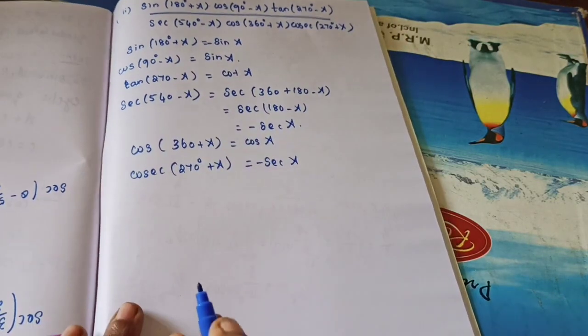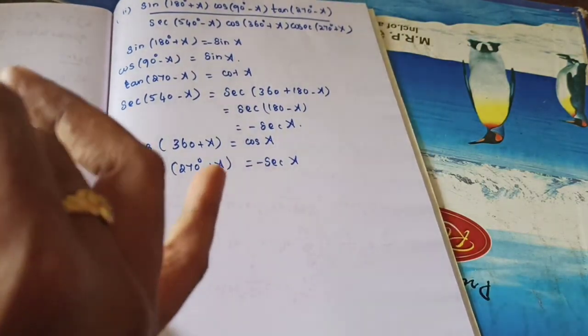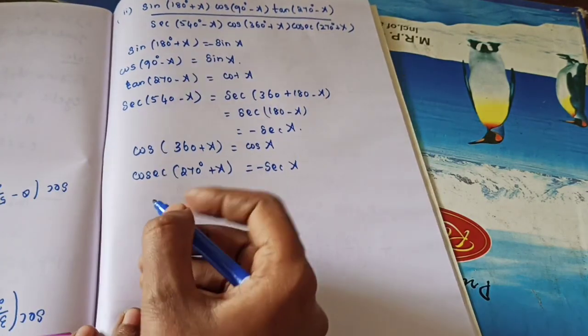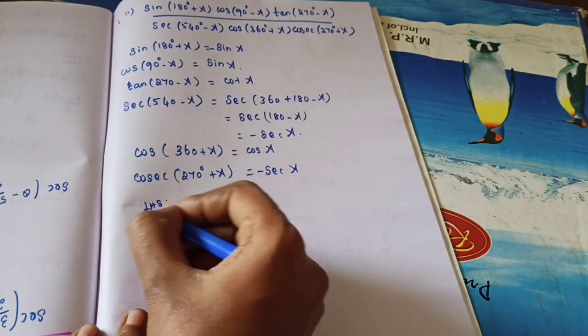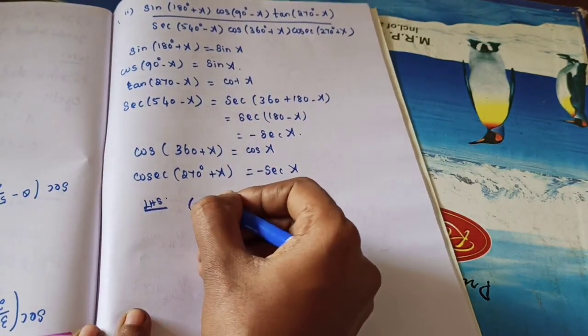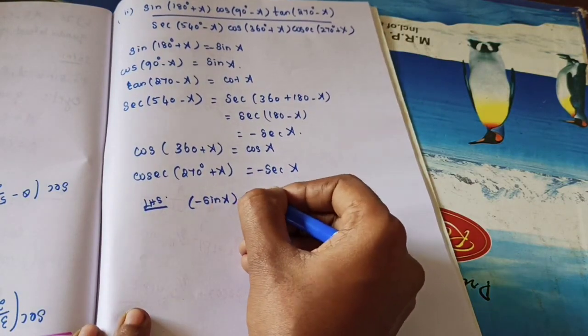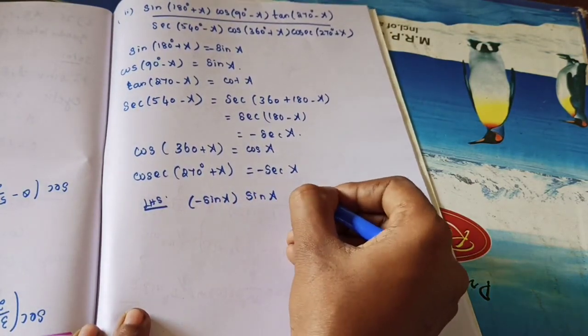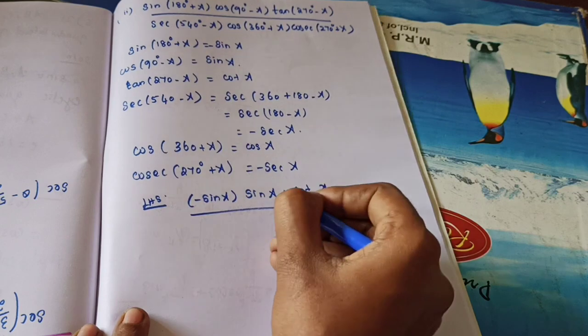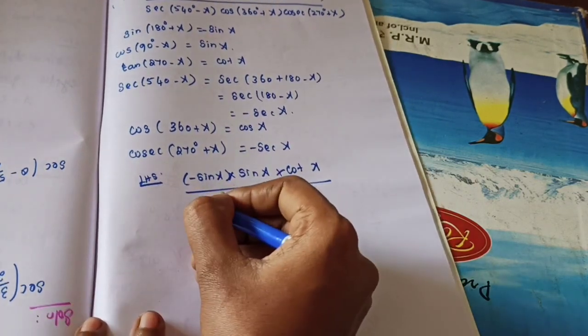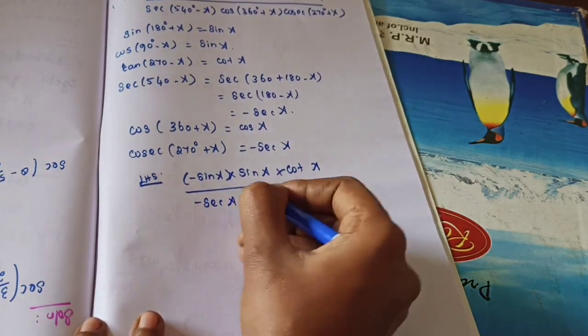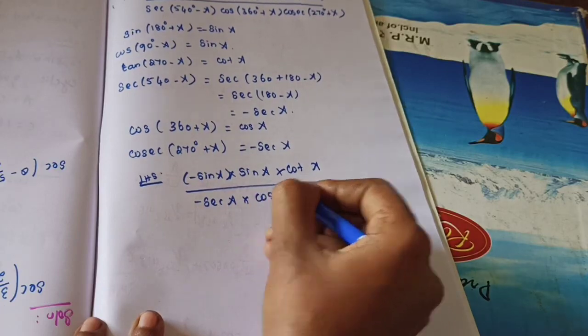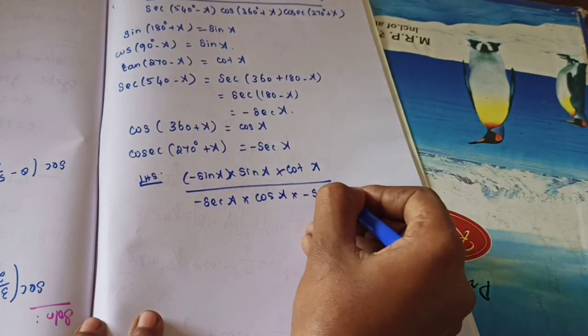We have found out all the values. That tabular column you need to learn by heart very thoroughly. Substitute all the values in LHS. Minus sin a, cot a, divided by minus secant a, cos a, minus secant a.